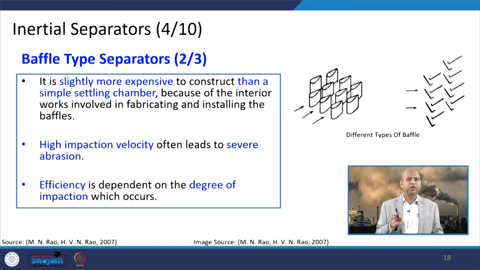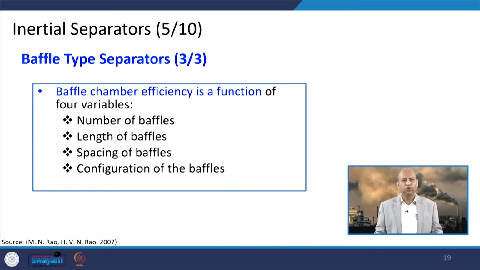So, those things we have to ensure if we want to remove more particles. And baffle chamber efficiency is a function of variables, basically like the number of baffles we have provided, length of the baffle, spacing of the baffle, configuration of the baffles, the types etc. So, these things will influence the separation of the particles.